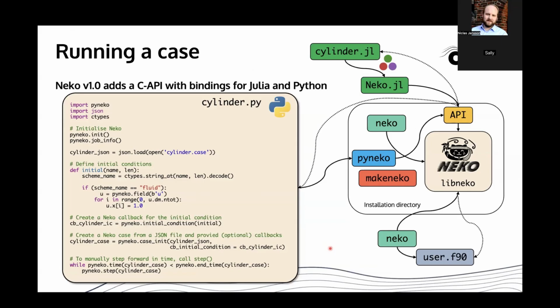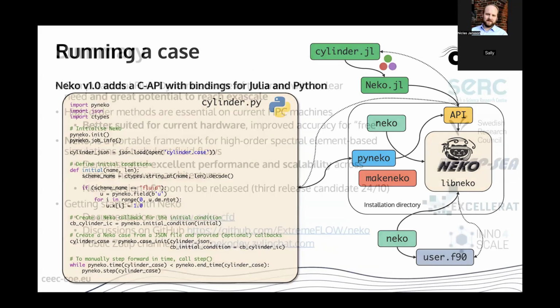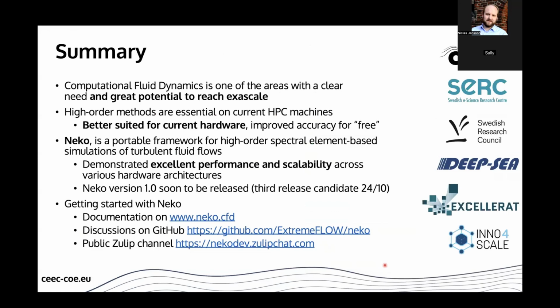And with that, we are towards the end. So summary, CFD has great potential to reach exascale. You need good methods. And there you have Neko that is providing a portable framework for high-order spectral element-based simulation of turbulent fluid flows. It has demonstrated excellent performance and scalability across various architectures and hardware.